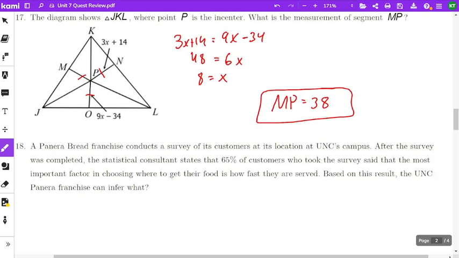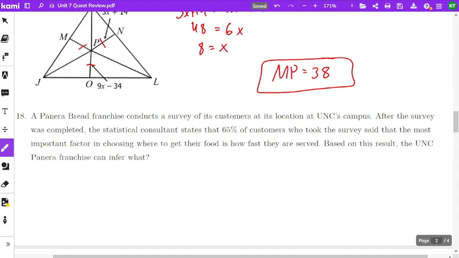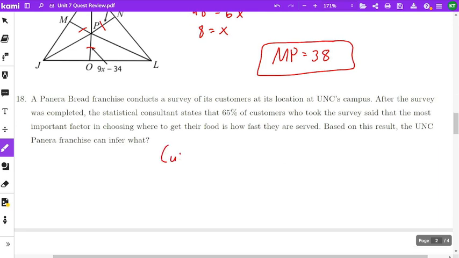All right, moving on. Panera Bread is conducting a survey. Here we have 65% of the people said that their most important factor is how fast the food is served. So based on the result, the UNC Panera franchise can infer that customers at the UNC location prioritize fast service.